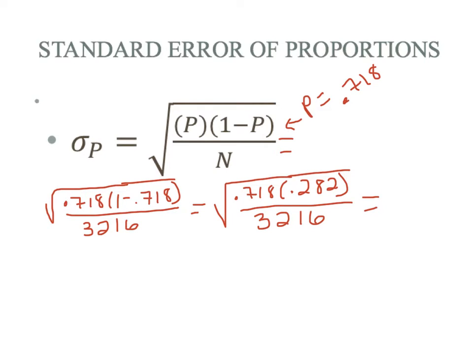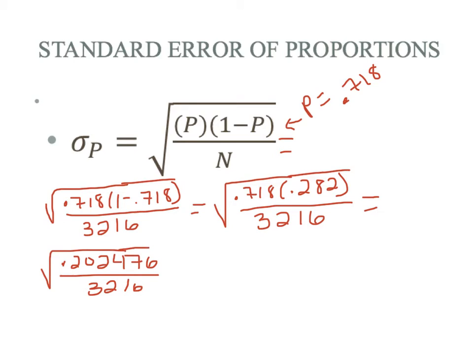Okay, now here's where it gets tricky. We're going to have some small numbers here underneath this square root sign. Normally I ask you to show all of your work, but you have permission to go ahead and plug this into your calculator as is, using the characteristics of your calculator. In my calculator, I'd go ahead and multiply the top part out, and I'm going to end up with the square root of 0.202476 divided by 3,216.